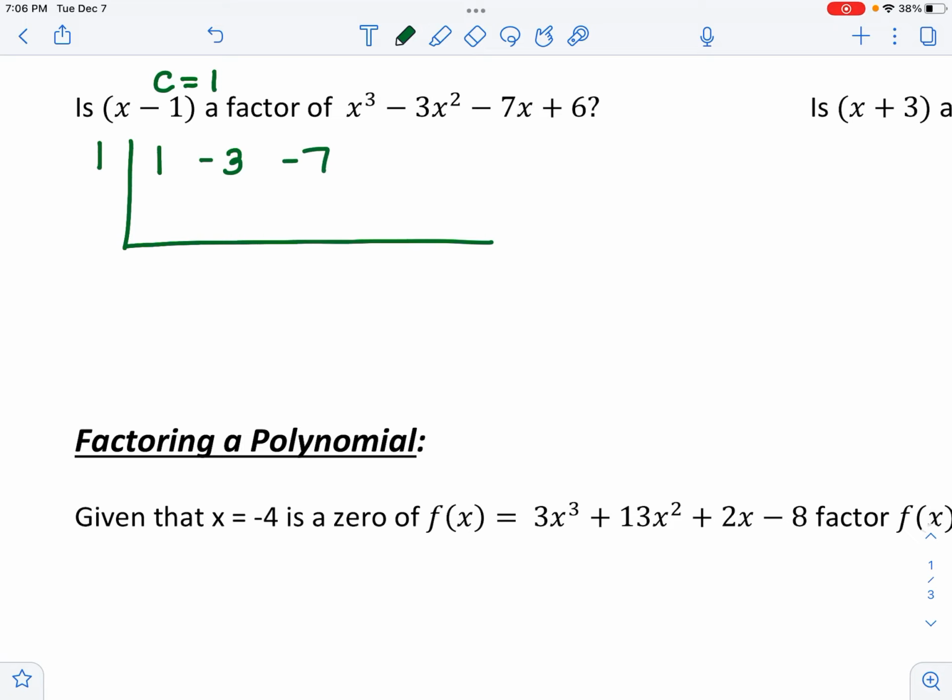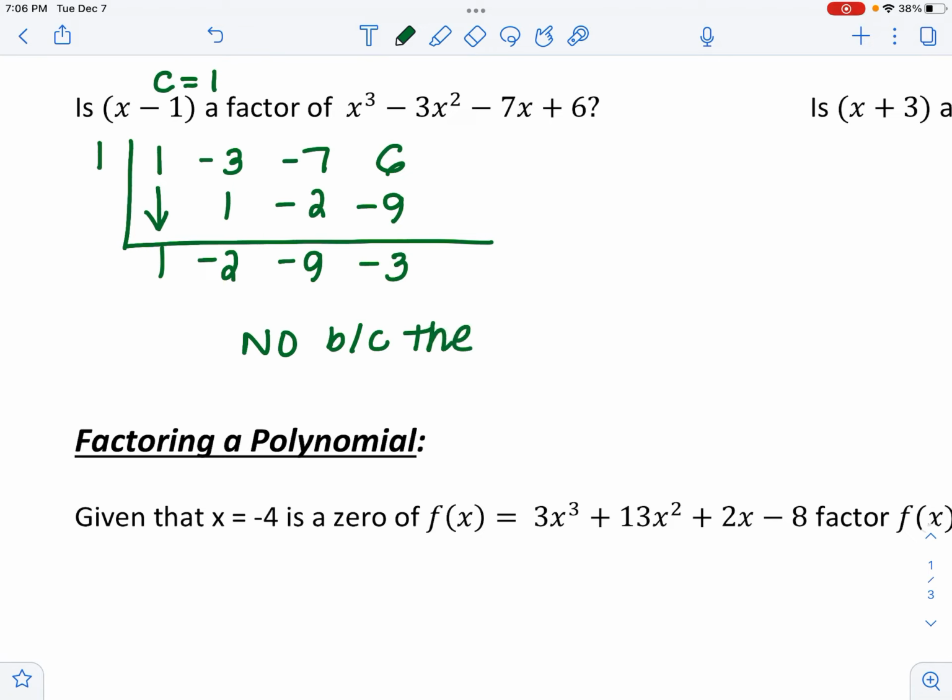All right, coefficients: 1, negative 3, negative 7, and 6. Drop the 1, multiply, that's 1. Add, that's negative 2. Multiply, that's negative 2. Add, that's negative 9. Multiply, that's negative 9. And add, that is negative 3. So is x minus 1 a factor? No, because the remainder is negative 3.